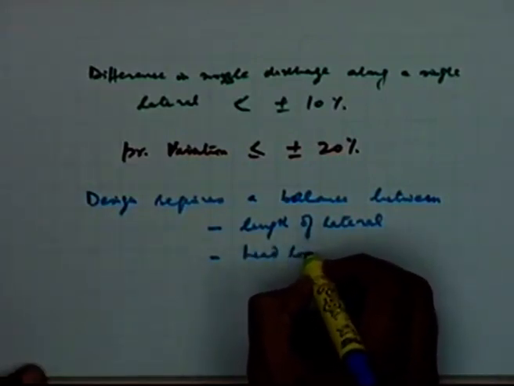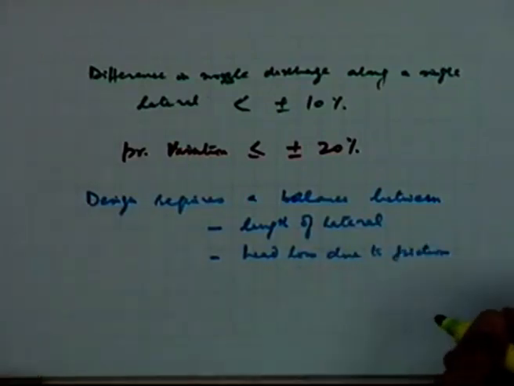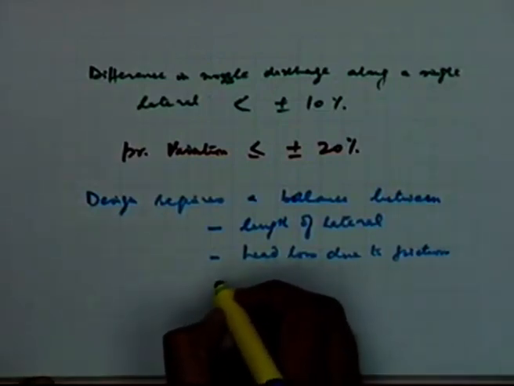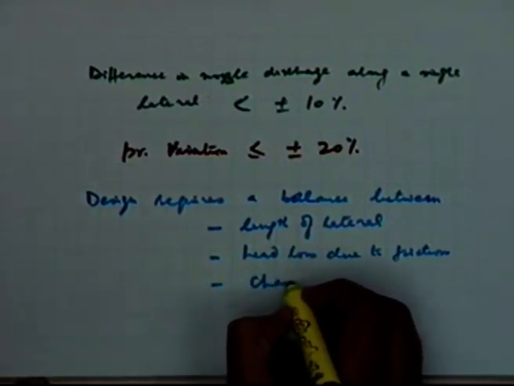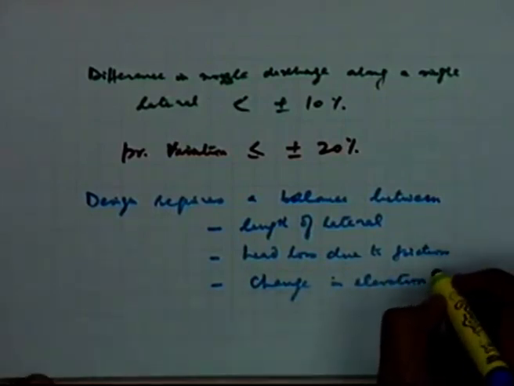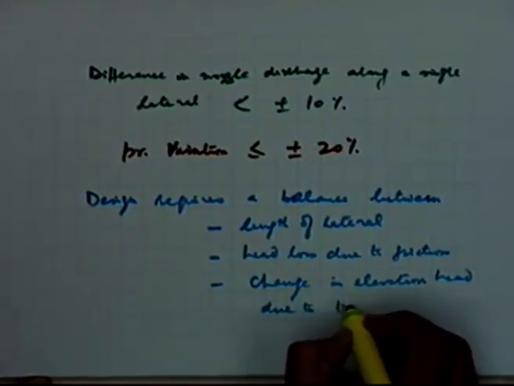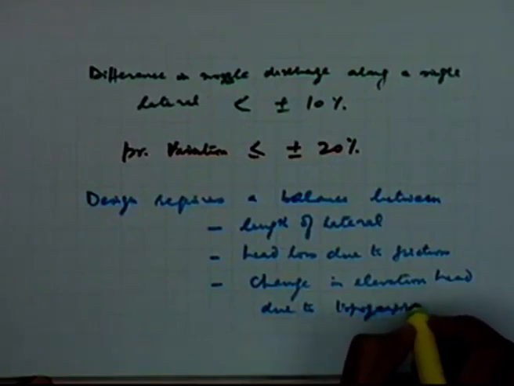The head loss due to friction is another source of loss that has to be taken care of when you are designing the lateral. You have to account for that. You will also be required to account for the change in elevation head due to topographic features.